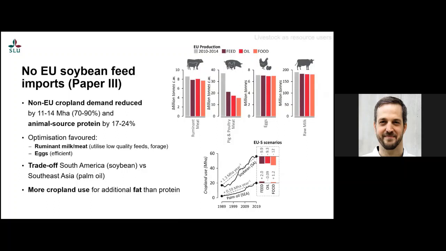And we actually saw in all scenarios that more cropland was needed to produce this additional fat that was lost in the form of reduced production of soybean oil and less animal source fat. So more land was needed to produce this additional fat than the additional protein that was needed.